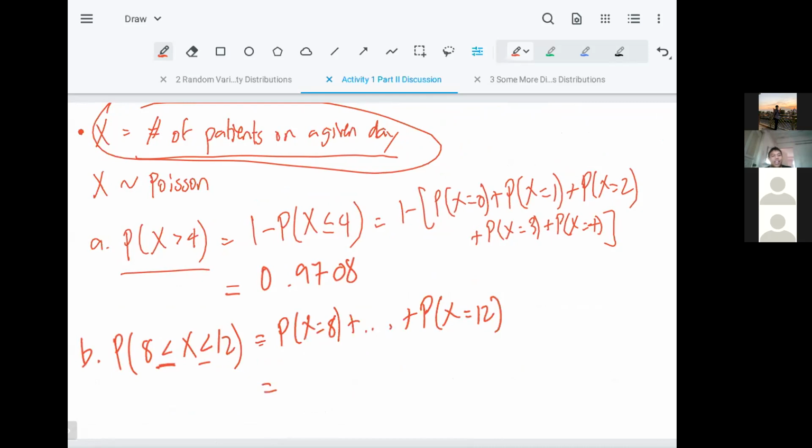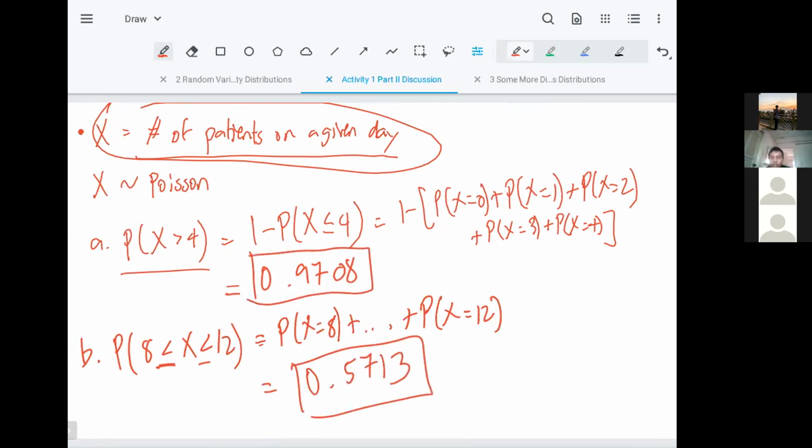Ba yan? Sige nga, pakisagot. Yan, tama yan. 0.5713. So you have to interpret it, 97.08% chance na you're gonna have more than 4 patients, 57.13% chance of having 8 to 12 patients, anywhere between 8 to 12.